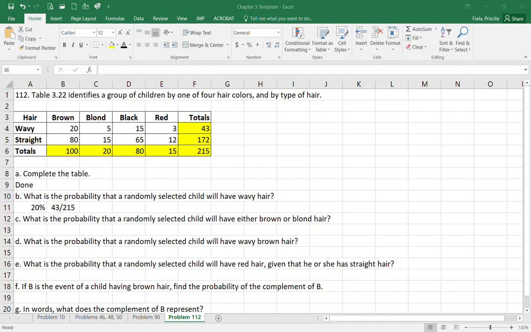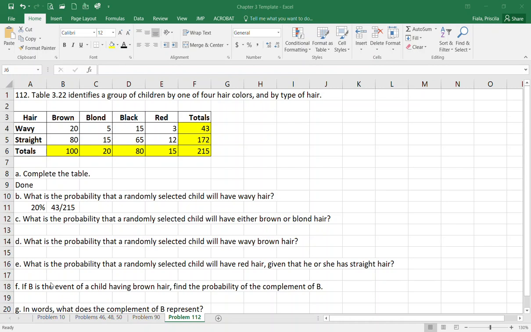Okay. Now a tricky one. What is the probability that a randomly selected child will have red hair, given that they have straight hair? So this child, he or she, has to have straight hair. It cannot be both. They have to have straight hair and it has to be red. So your total is for straight hair, and then how many out of straight hair have red hair. So what would you divide by the total?